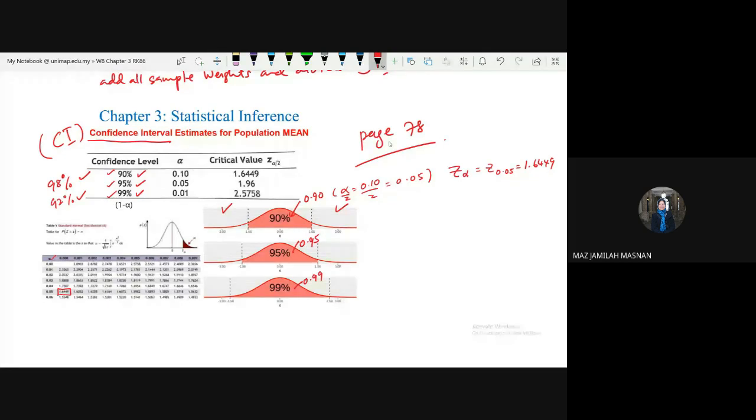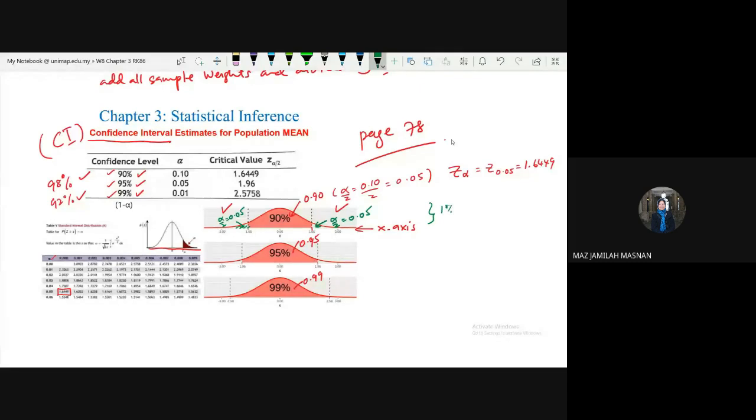1.6449 is along your x-axis, somewhere here. And this is your alpha 0.05. I think we'll just use another color to differentiate. So this is your alpha over 2, that is 0.05, and this is your second alpha over 2, that is 0.05. And if you calculate, you get a complete 100%, the total probability, if you are talking about the confidence level of 90%.